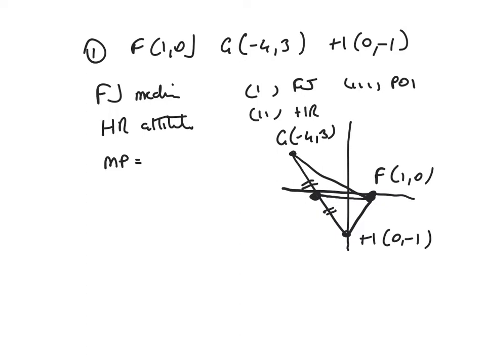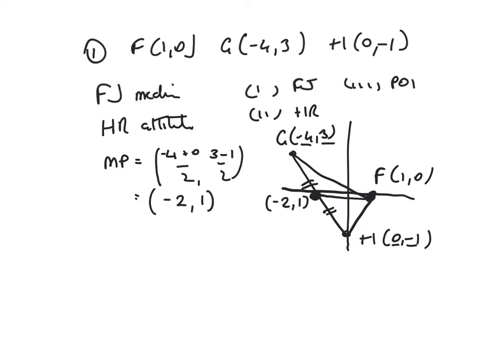So that's an average of the x and the y coordinates. So that's (-4 + 0) over 2, and (3 - 1) over 2. -4 plus 0 is -4, over 2 is -2. 3 minus 1 is 2, 2 over 2 is 1. So that's now the point (-2, 1). So we're needing gradient and point. We've got 2 points, so more than enough is needed there.